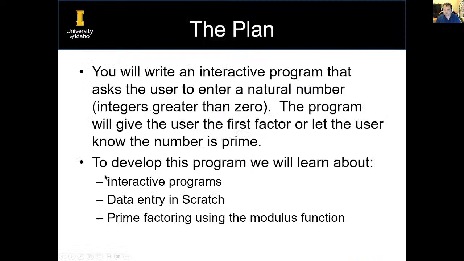So what we're going to do is create a program that asks a user to give a natural number. So this is an integer that's greater than zero. And as a reminder, integers are whole numbers. So it has to be a whole number that's greater than zero that actually exists. The program is then going to give the user the first factor that exists for that number, besides one. One isn't a factor, but it seems like it would be, and we have to pay attention to that. Or we have to let the user know that the number they're utilizing is prime.